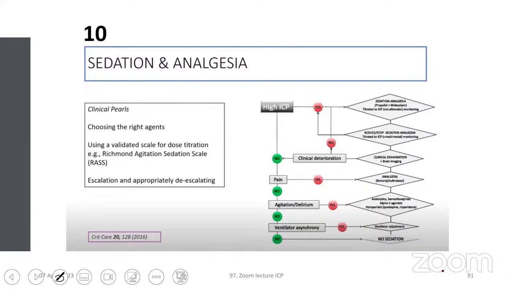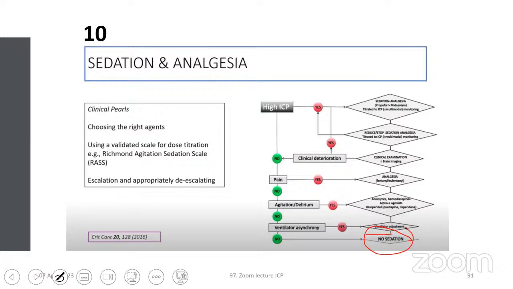Using a validated scale like the RASS scale for agitation and sedation is important, and you have to escalate and de-escalate appropriately. If there is raised ICP, you can sedate and give analgesia, and if it is not there, you have to slowly bring it down. Pain, agitation, delirium, and ventilator asynchrony should slowly reduce, and you finally move to no sedation. Clinical examination and brain imaging will help, and you have to remove the analgesia also at some point.